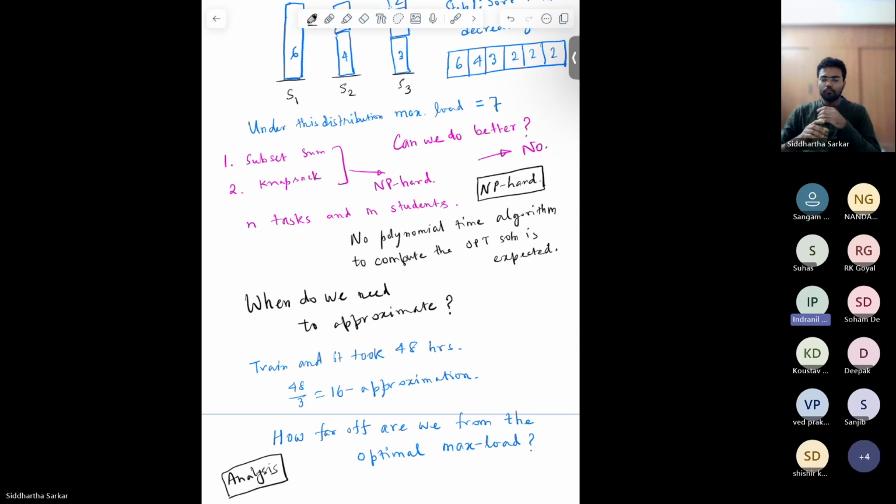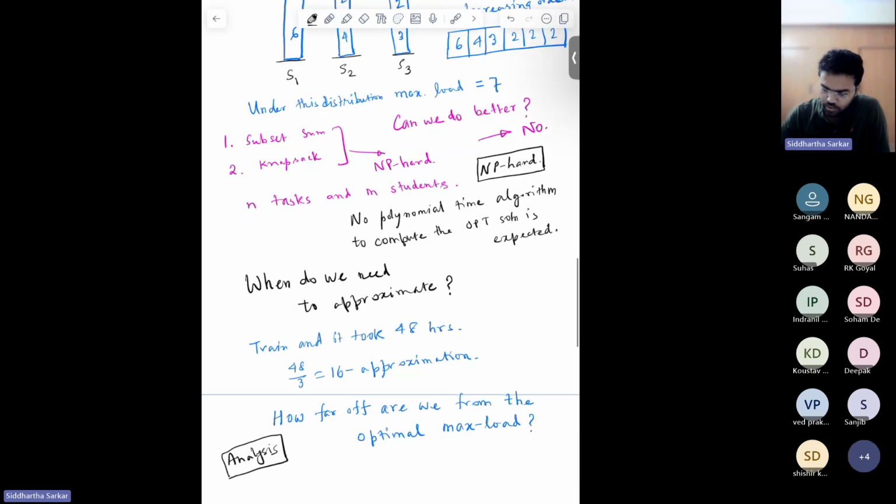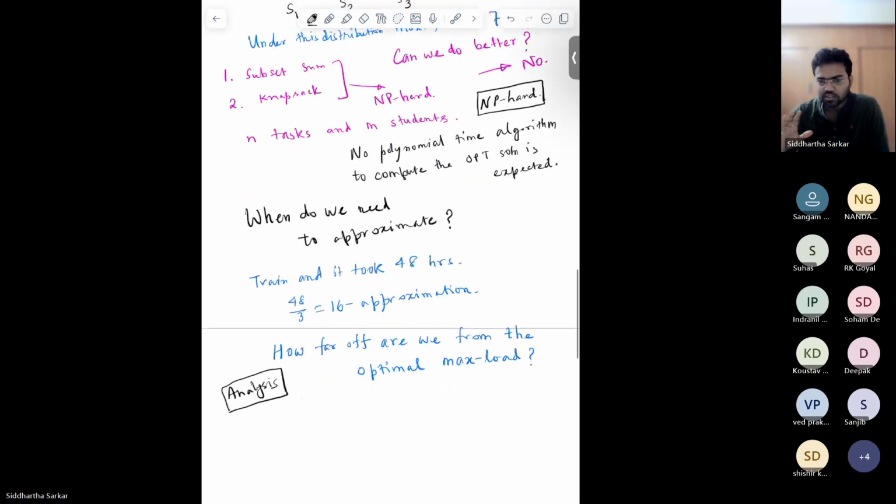Sir, I had a doubt. Yes. In order to comment on how far off we are from the optimal maximum load, we need to have some idea of the optimal, right? Very good question. I said that we have no hope of knowing the optimal. We do not know how to compute the optimal. So there is no way we can find the optimal, but we should know that the optimal is of some nature. We should have some idea.